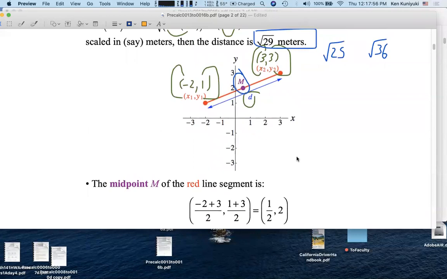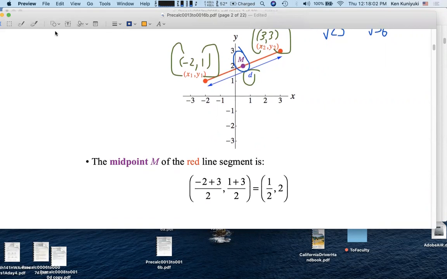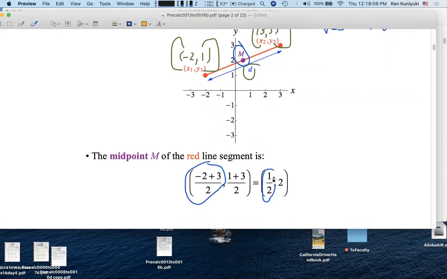All right. So the x-coordinates of the endpoints are -2 and 3. Add them up, divide by 2. We're averaging them. The average of -2 and 3 is 1/2. It's okay that 1/2 is not an integer. Not all real numbers have to be integers. 1/2 is perfectly good as a real coordinate. You're spoiled with integers back in your algebra classes.